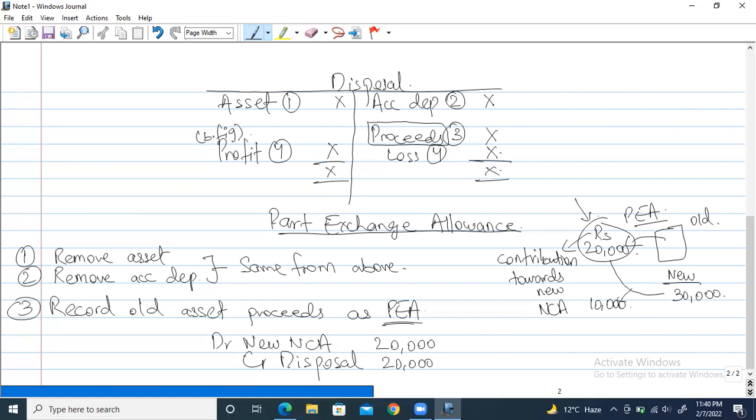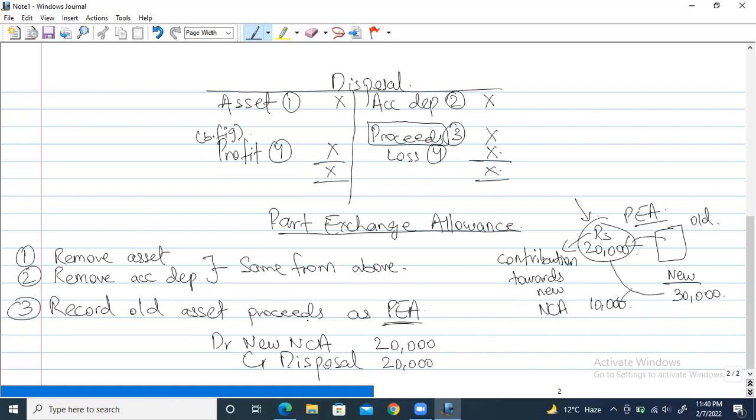If 20,000 was not contributing towards a new non-current asset, then I would have paid the whole 30,000 amount from my own pocket, right? So this is the explanation over here. And where does the difference go? The difference I'll explain in step number 4.